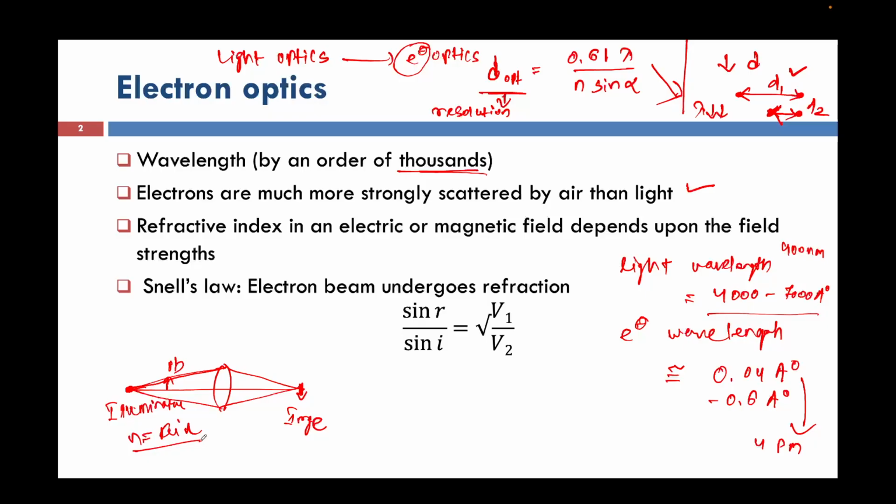Why? Because electrons are strongly scattered by air. Air means there are different types of gas molecules present, like oxygen and nitrogen. All those molecules will be scattering the electrons that are coming. Why? Because these molecules are heavy, having protons and neutrons in their nucleus, so they will either attract, or in some cases electron repulsion will also happen between the electrons of these gas molecules and the electrons of our incident beam. So that is the reason they are much more strongly scattered by air.